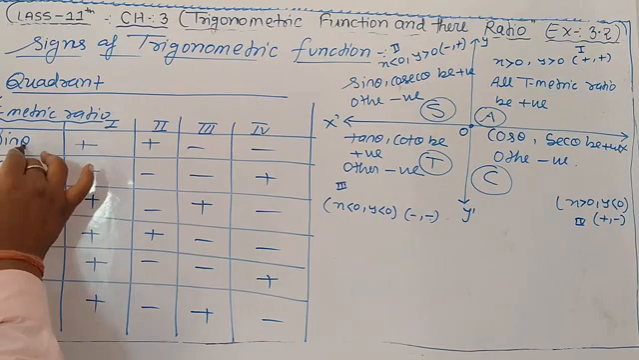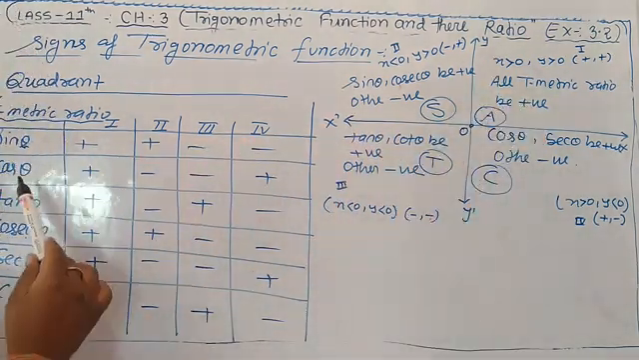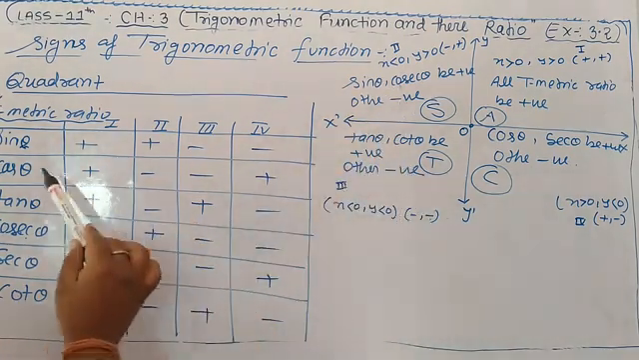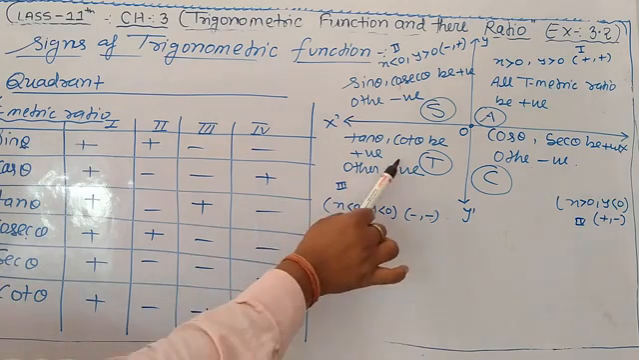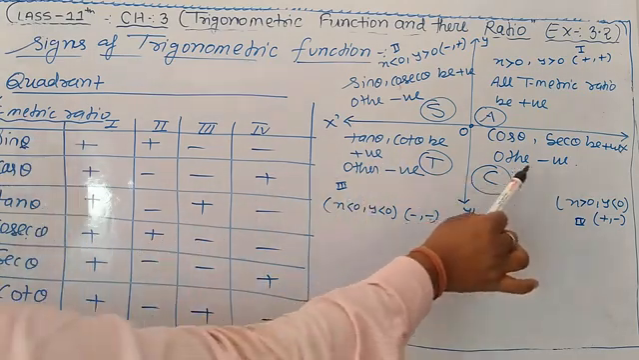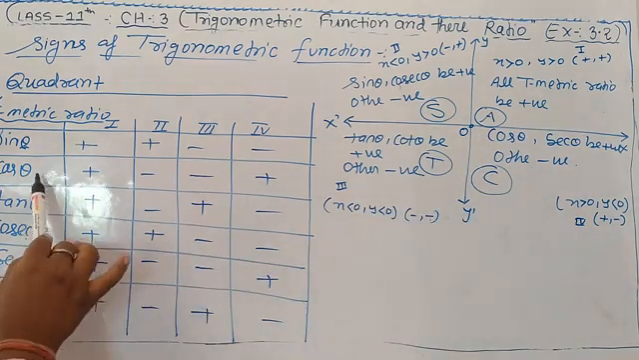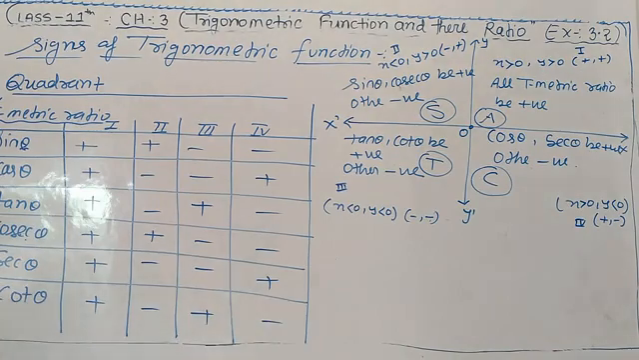When theta lies in the first quadrant, all positive. Theta lying in the second quadrant, sine and cosec positive, other negative. If theta lies in the third quadrant, tan and cot positive, other negative. If theta lies in the fourth quadrant, cos and sec positive, other negative. Write them.